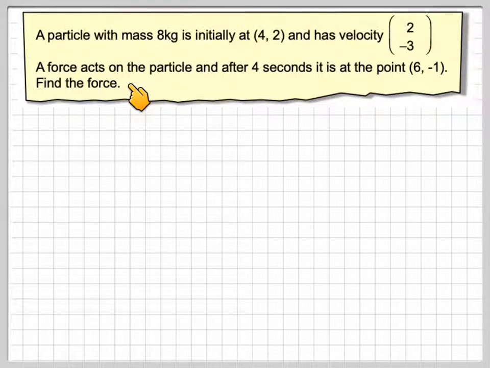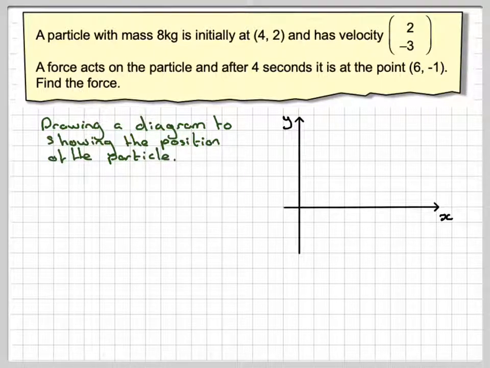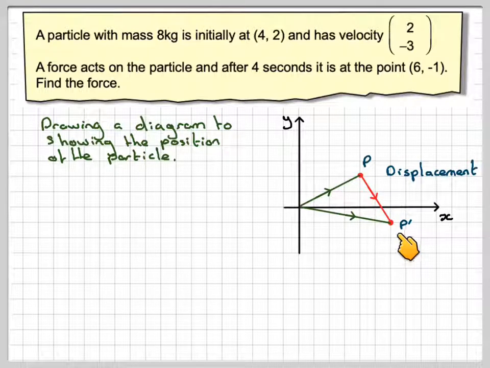Now, in order to calculate a force, we need to know its mass, which we know is 8 kilograms, but we'll also need to find the acceleration. So if we draw a diagram of the particle, the particle originally is at (4, 2), which is there, and it represents its vector. Then 4 seconds later, it will be here at (6, -1). This vector here will represent the displacement, and this is the origin.